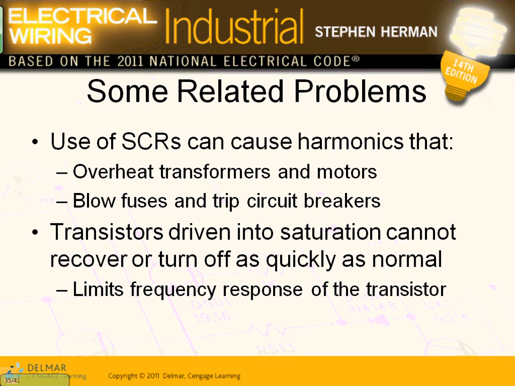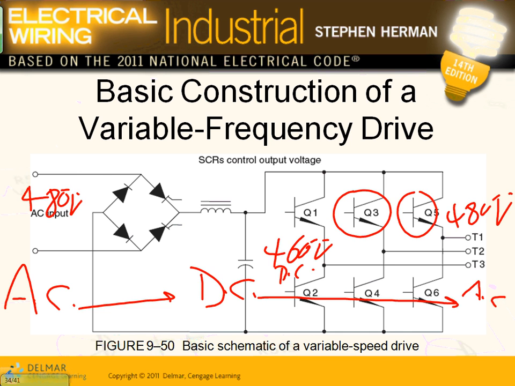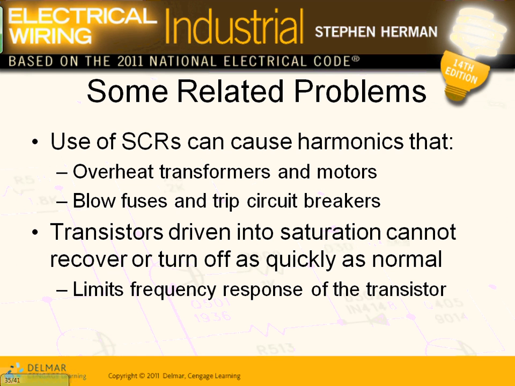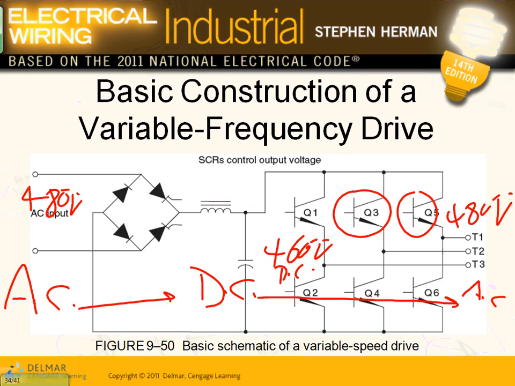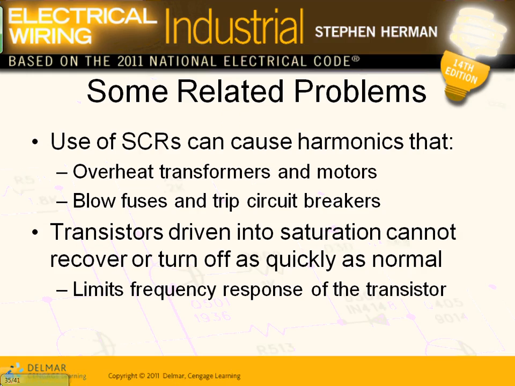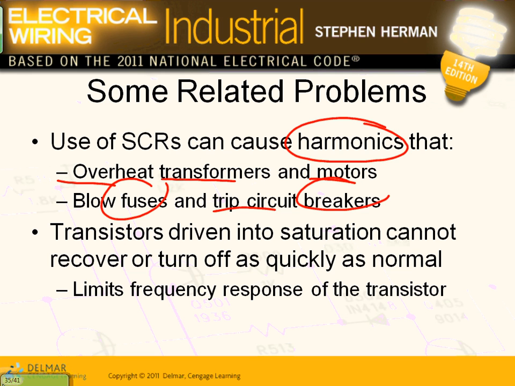So they use the variable frequency. They use, guys, the SCRs as methods of conversion, as you can see here. The problem with this process, remember that I talked about harmonics? What's the problem with harmonics? Overheated transformers and motors, blown fuses, and circuit breakers opening. So there are a few problems when you go through the process.